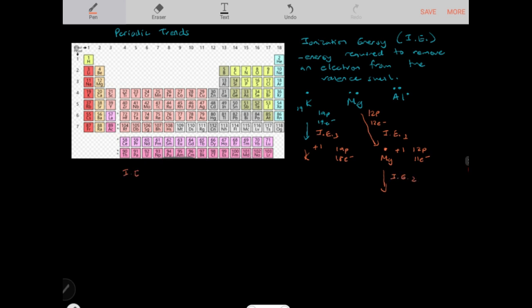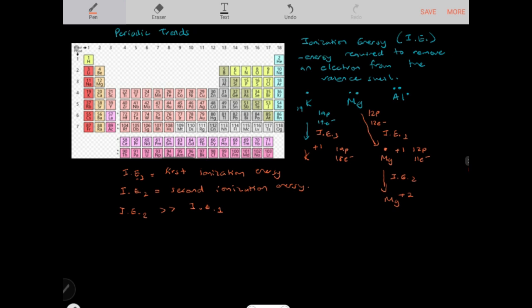So IE1 is the first ionization energy, and IE2 is what we call our second ionization energy. And the fact here is that the second ionization energy is significantly greater than the first ionization energy. Okay, so this is the second ionization energy that is required to get to Mg2+, right?